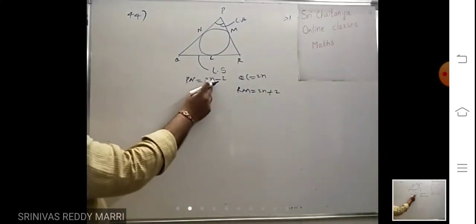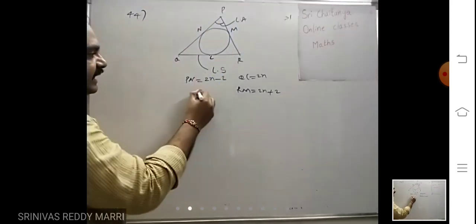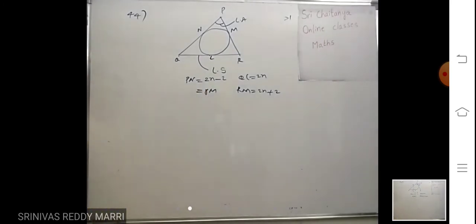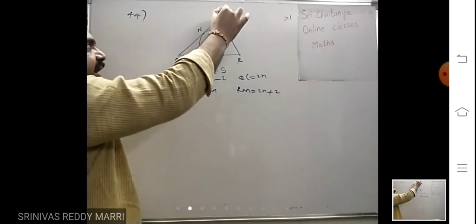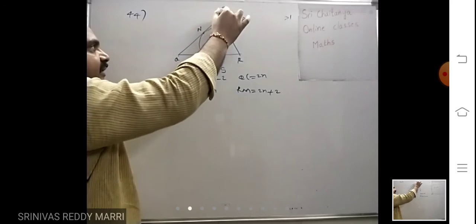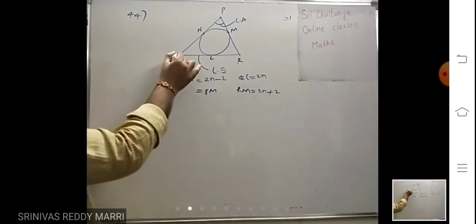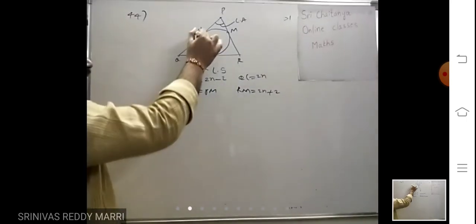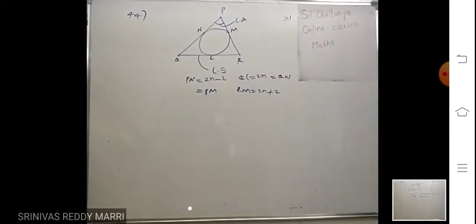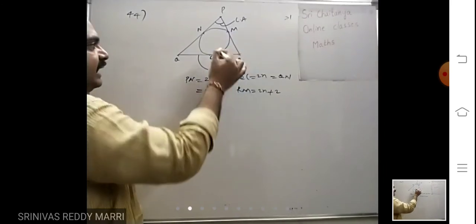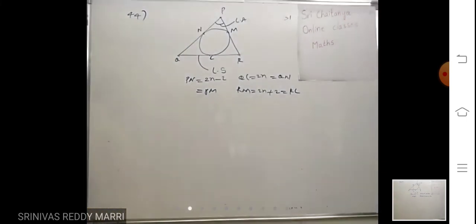Because look at PN, what is it? 2n minus 2. PN is one tangent, and PM is another tangent from the same point, so these two lengths will be equal. So PM will also be 2n minus 2. Now QL is given as 2n, so QN is also 2n, because the tangents are the same. Next, RM is given as 2n plus 2, so RL is also 2n plus 2.